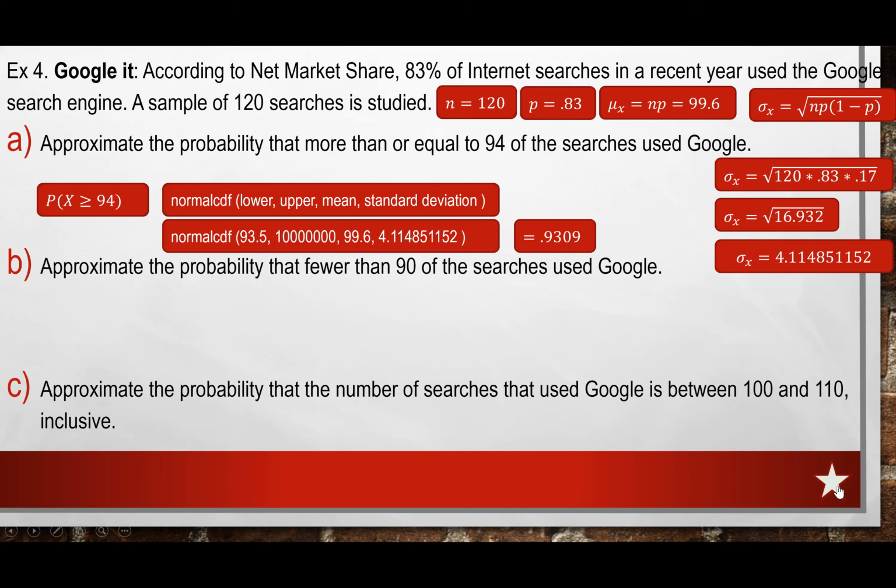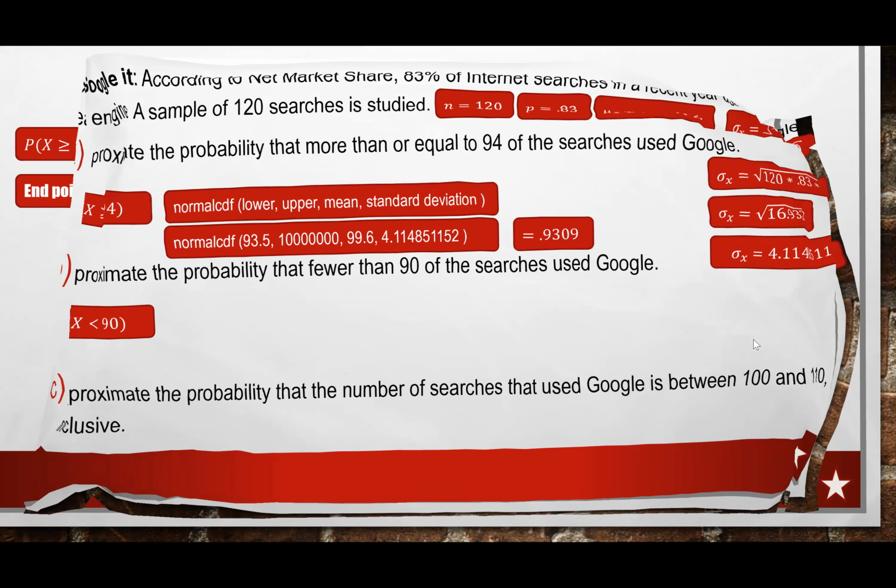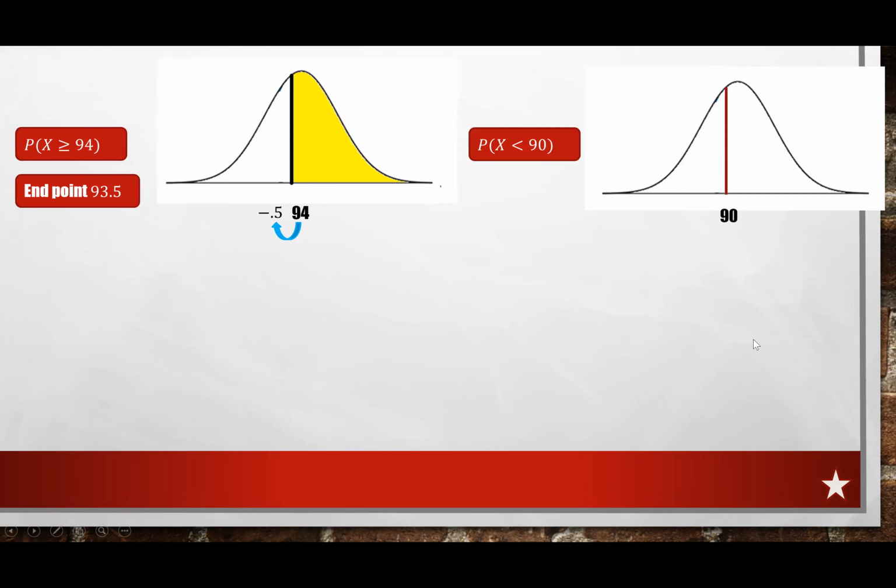Approximate the probability of fewer than 90 of them using Google. And again, fewer than 90, this is what we have, the probability of X smaller than 90. So we're looking for the items less than 90. As you can see, there's no equal sign. We do not include the endpoint because 90 is not fewer than 90. So fewer than 90, this is what we're looking for.